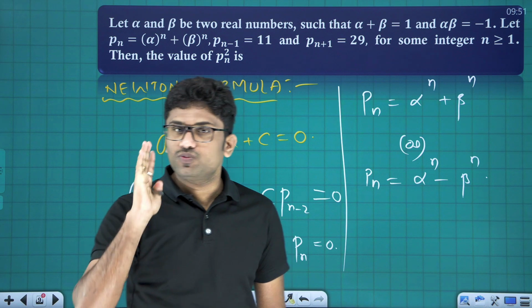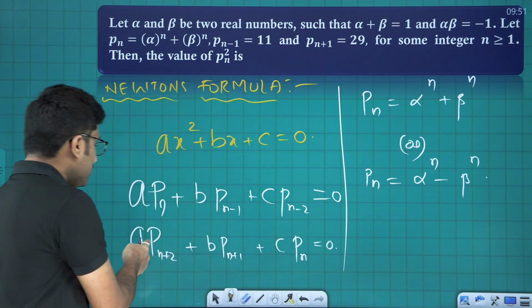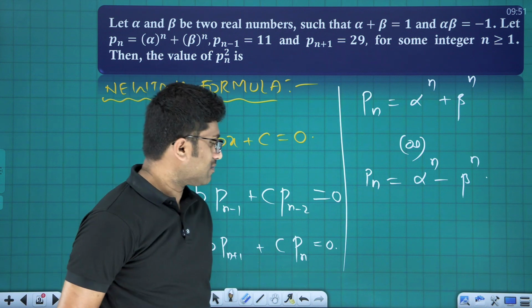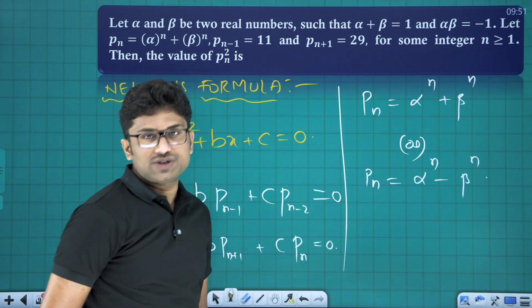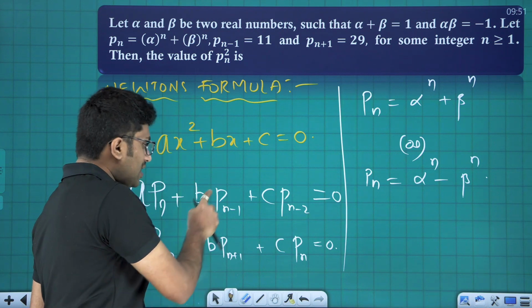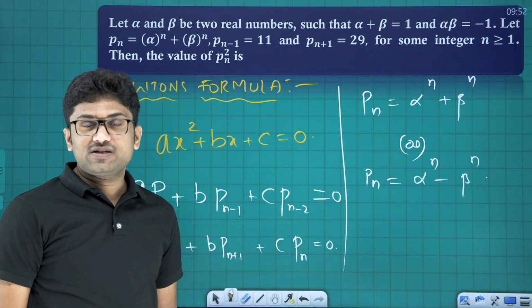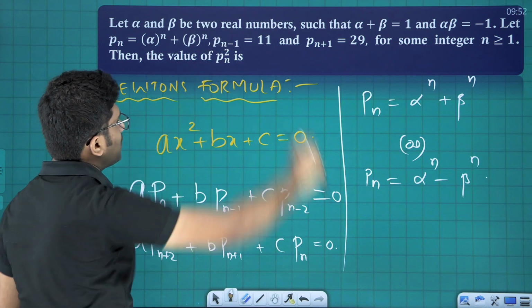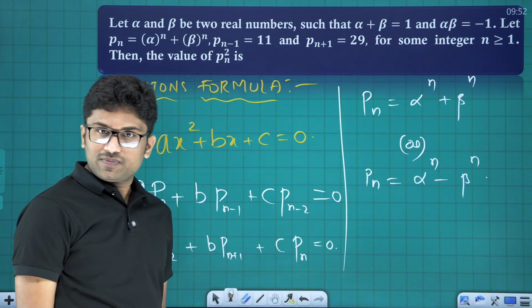Newton's formula, which is very important, we write as A times Pn plus 2 plus B times Pn plus 1 plus C times Pn is equal to 0. Always in descending order with the coefficients A, B, C. This is what we call Newton's formula. Now just give a try for this particular problem by using this Newton's formula.